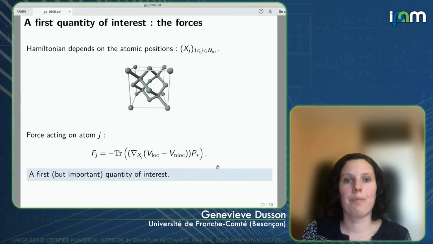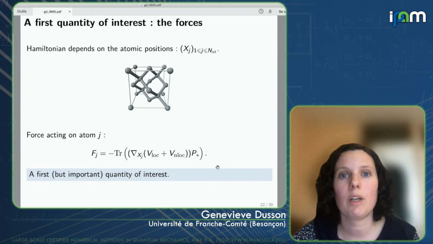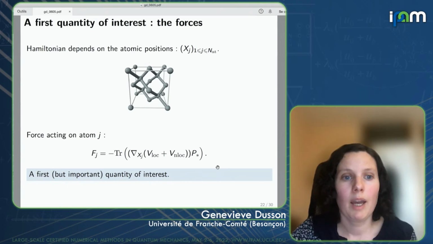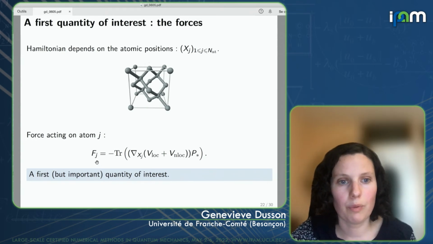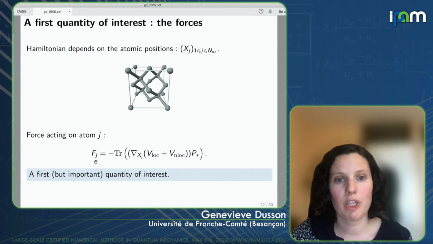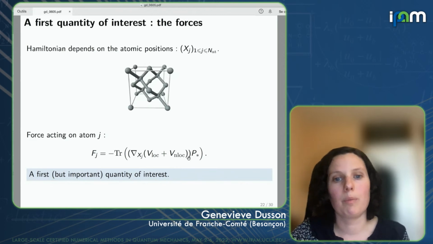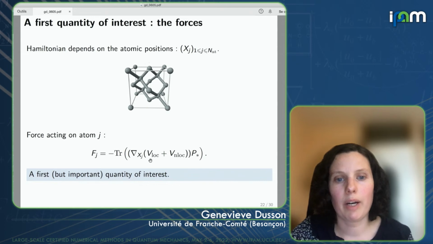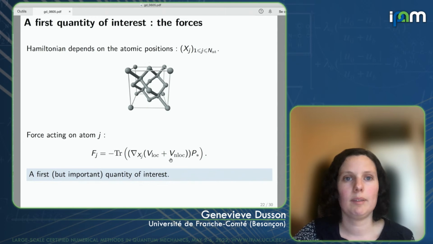Now we wanted to look at quantities of interest, and we started with the first but still important quantity of interest, which is the atomic forces. The force acting on an atom J is defined like this. It depends on the exact solution of the problem, and it depends on the variation of the local and the non-local potential in the Hamiltonian.